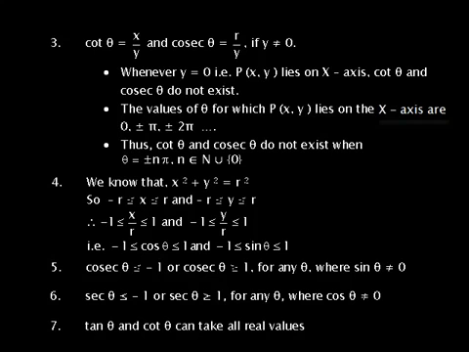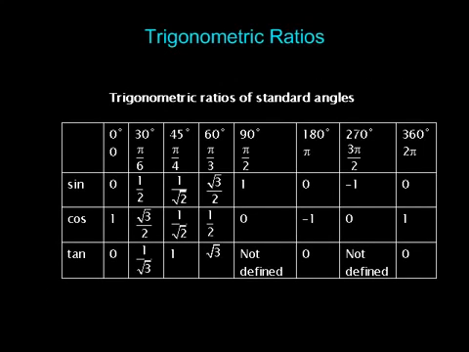Cosec theta less than or equal to minus 1 or cosec theta greater than or equal to 1 for any theta where sin theta is not equal to 0. Sec theta less than or equal to minus 1 or sec theta greater than or equal to 1 for any theta where cos theta is not equal to 0. Tan theta and cot theta can take all real values. Table of values.